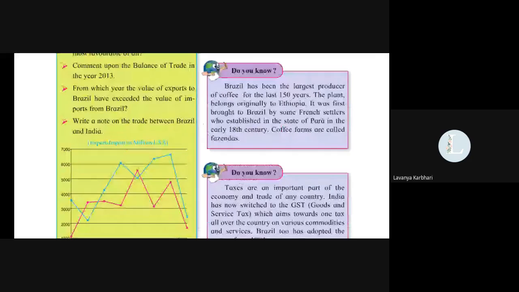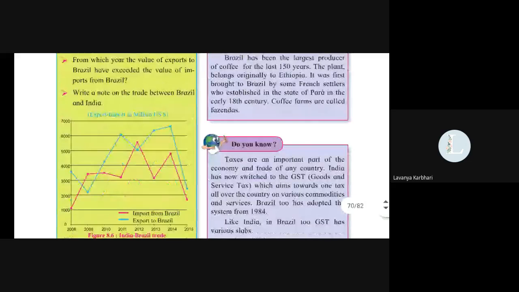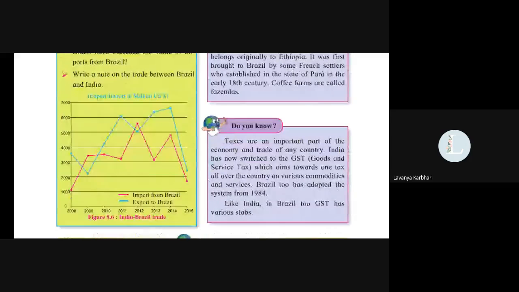Write a note on trade between Brazil and India. Okay, so you can easily write the note based on this graph.